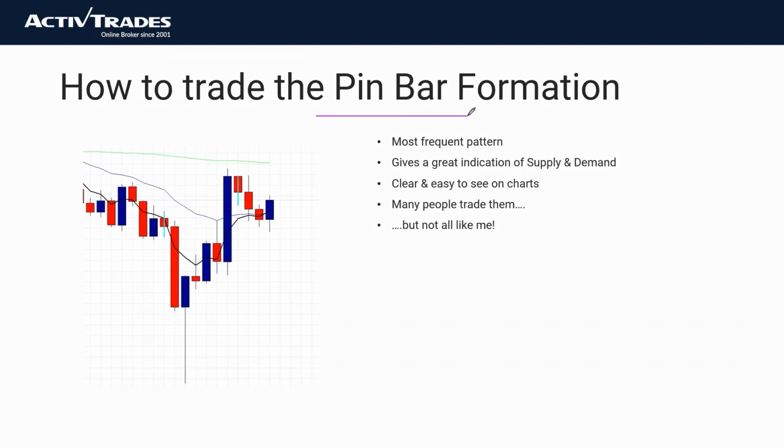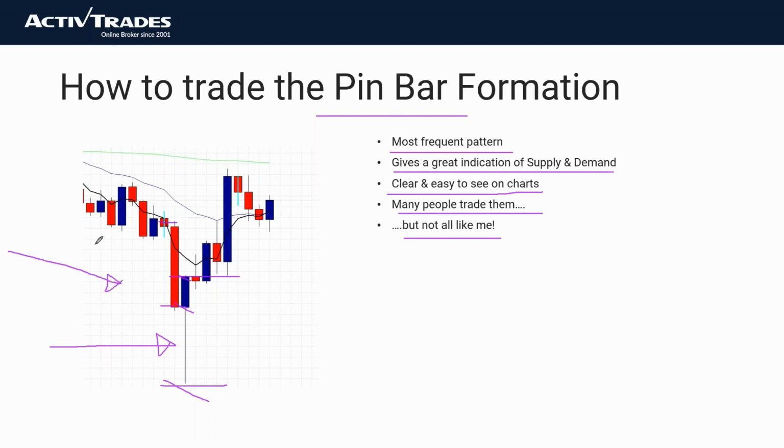So, as I said, pin bars are very popular, you might even say they're the most frequent pattern. And they do give a good indication of supply and demand, and they should be clear and easy to see on the charts. Many people will trade them, but perhaps not all, like myself. And in this particular case, hopefully you can see here, that was a very large pin bar that we saw there, okay? But remember, we said the open and the close is within the range of the previous candle. The wick was about 2 to 3 times the size of the body. It was sticking out from all of the other price action, and it was quite clear and quite obvious.